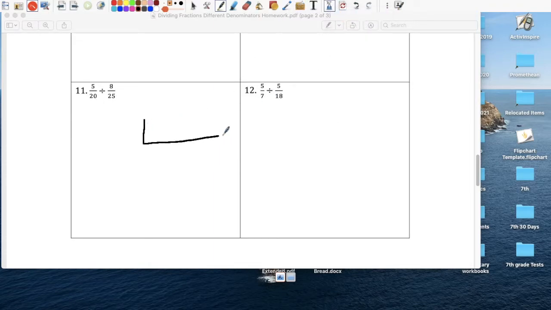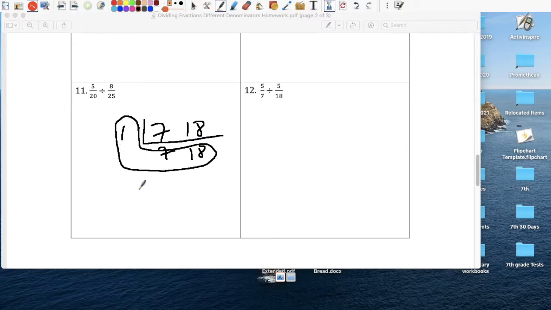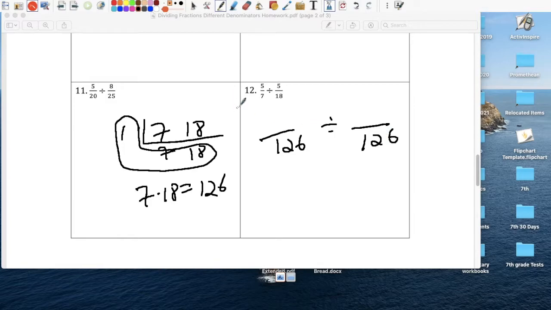7 and 18, find the LCM. 1 is the only number that goes into 7 and 18, so the LCM is the product of those two numbers. So 7 times 18 is 126. Okay, so the LCM is 126. 7 times 18 is 126, so I multiply the top by 18, and that's going to give us 5 times 18 is 90.